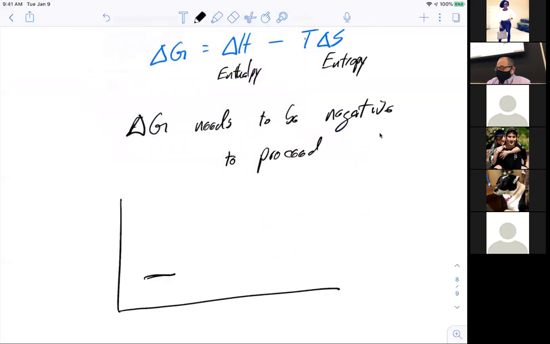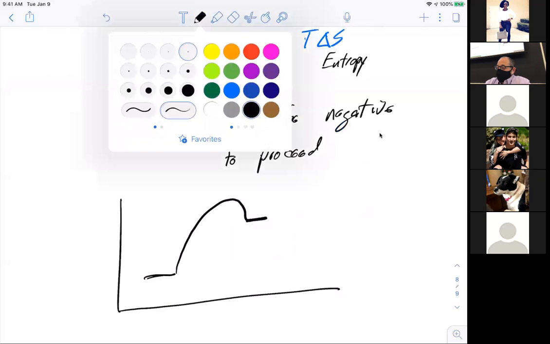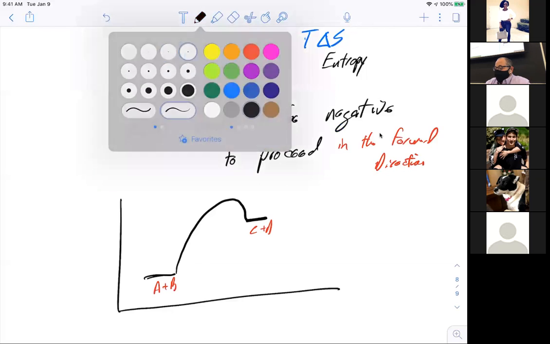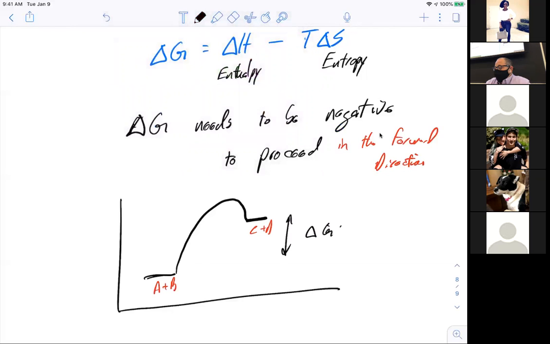So if I had a reaction that went up, if I had this example, where I started with A plus B and I went to C plus D, here I've got a positive delta G. So without external stimuli or energy, what's going to happen to this molecule? This reaction is going to revert back down.